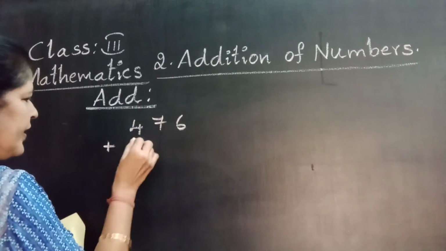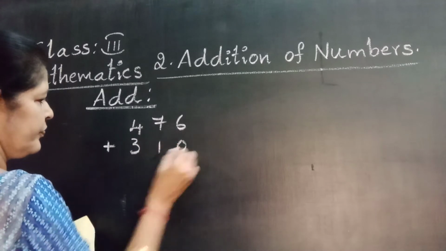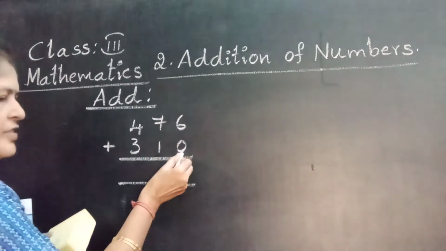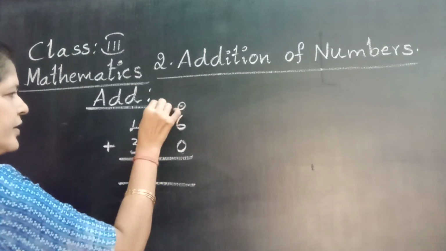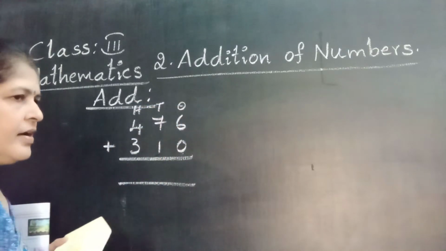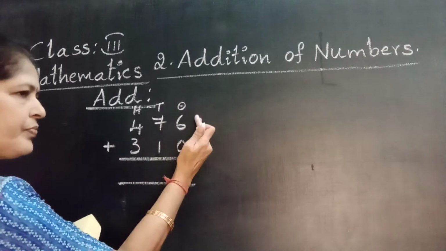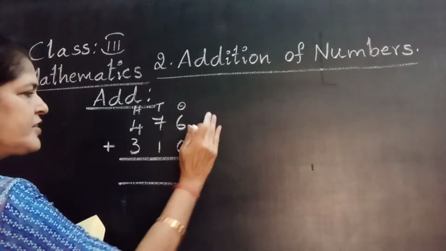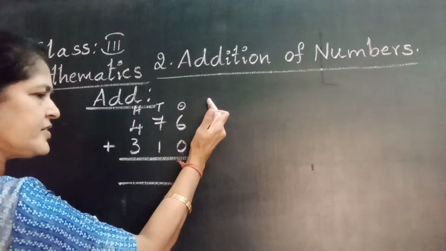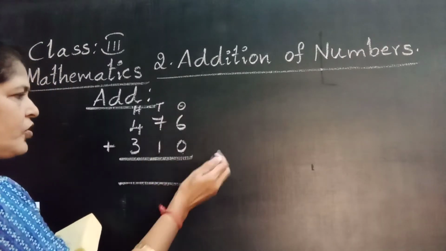476 plus 310. Here the concept is using adding 0, adding 1. 1's place, 10's place, 100's place. Adding numbers starts from 1's place. In any addition, we start addition from 1's place. That means start from the right side onwards.